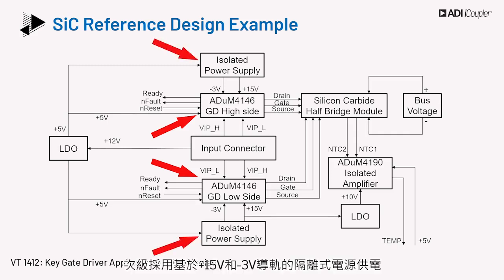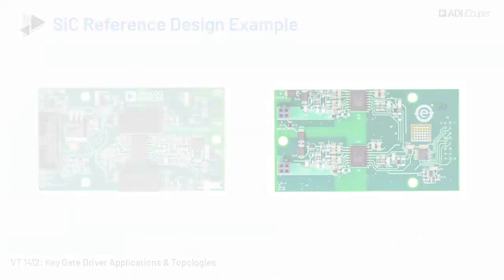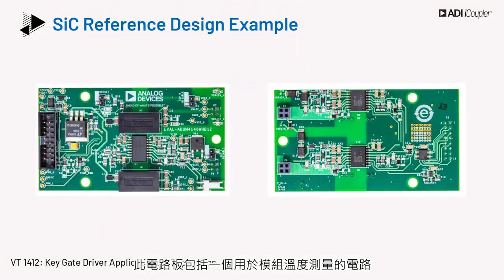The secondary side is powered with an isolated supply with a plus 15 volt and minus 3 volt rails. The board has a circuit for temperature measurement of the module, along with some additional linear regulators and other supplementary components. As previously discussed, this topology is a basic building block in a variety of circuits, including a buck converter.